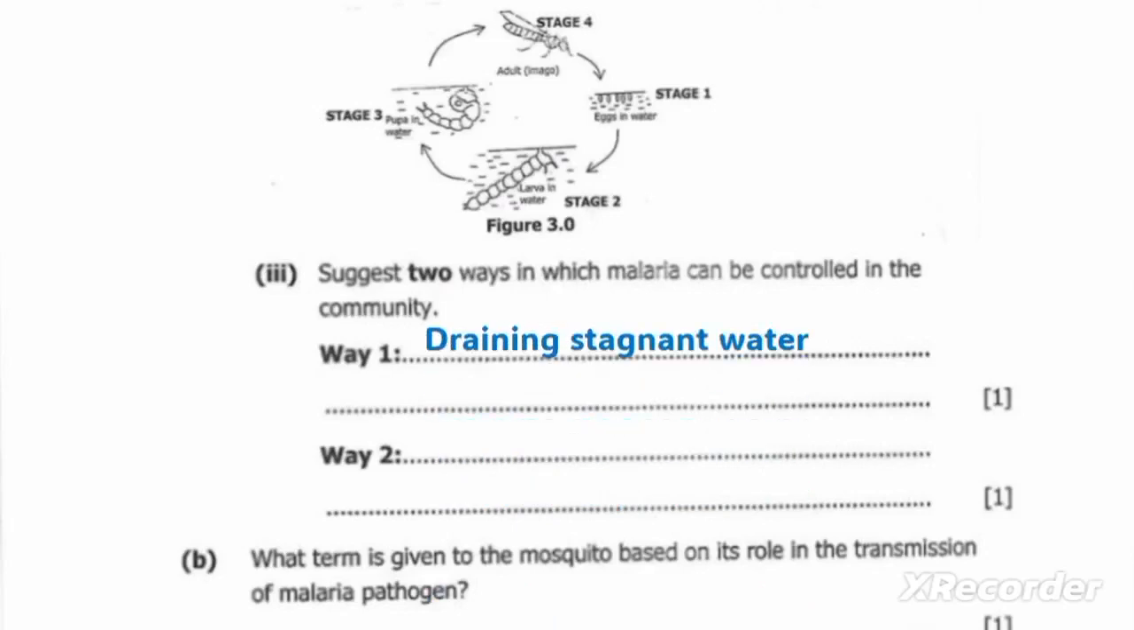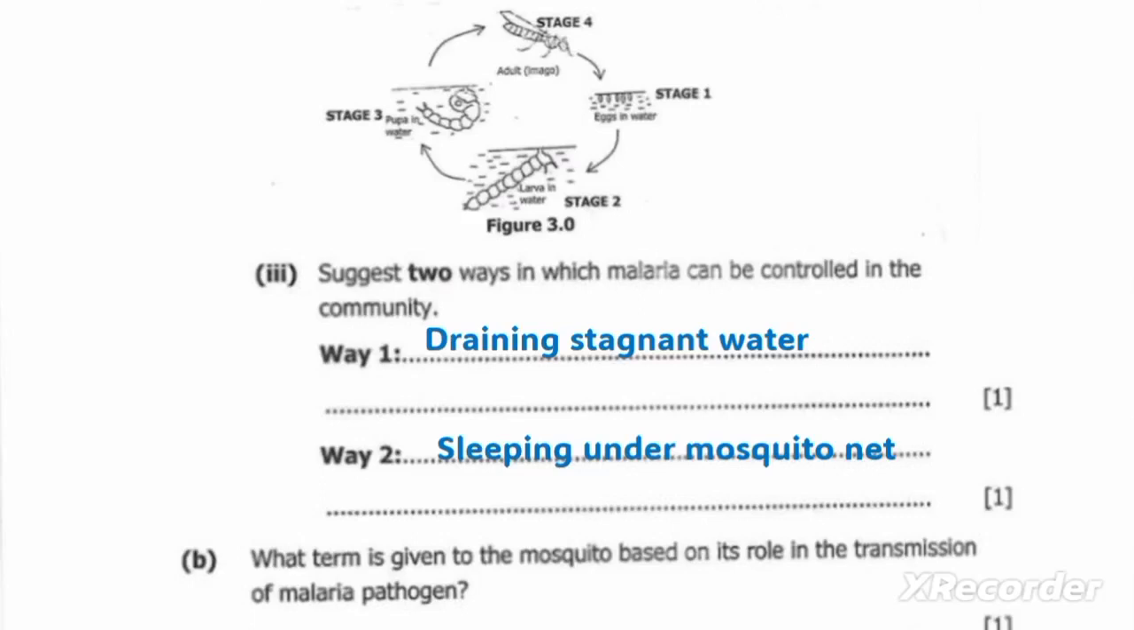Number one, draining stagnant water. Number two, sleeping under a mosquito net. So these are some of the ways we can use to prevent or control malaria or to protect ourselves from malaria. The next question, which is question B: what term is given to the mosquito based on its role in the transmission of the malaria pathogen?